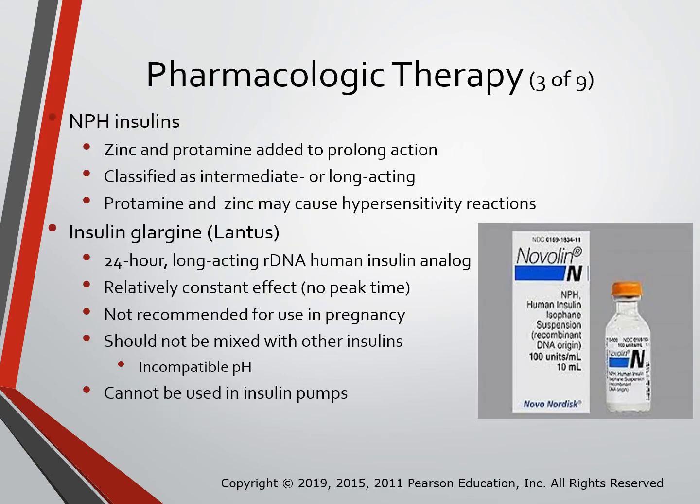Some of the concerns, look on page 820. It says Glargine, Lantus, and Detemir, Levemir are clear, unlike other intermediate or long-acting insulins. Do not mistake these for regular insulins because regular insulin is clear as well. Do not mix them with other insulins. Do not inject them intravenously, only sub-Q.